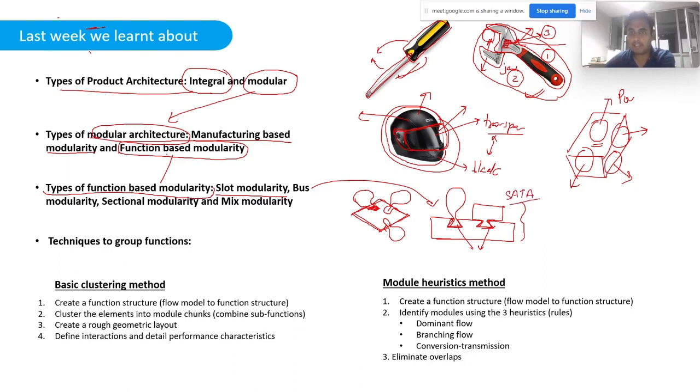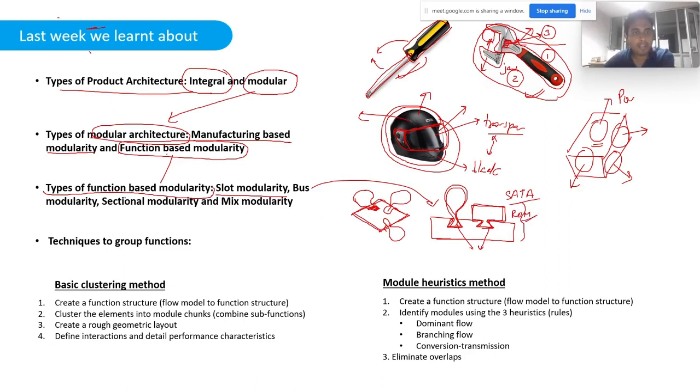The same SATA bus can go inside a hard disk drive, a CD drive, as well as some other ROM. Okay, random. Sorry, I forgot.